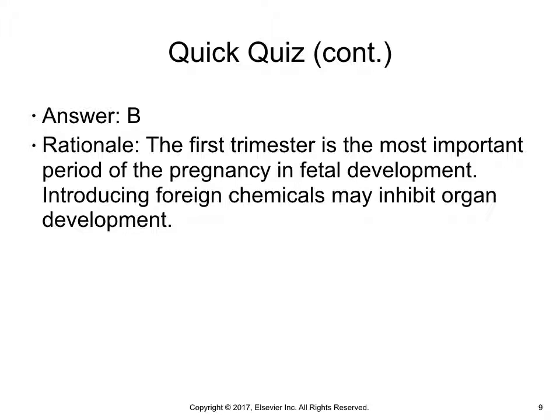The answer is B. The first trimester is the most important period of the pregnancy and fetal development. Introducing foreign chemicals may inhibit organ development.